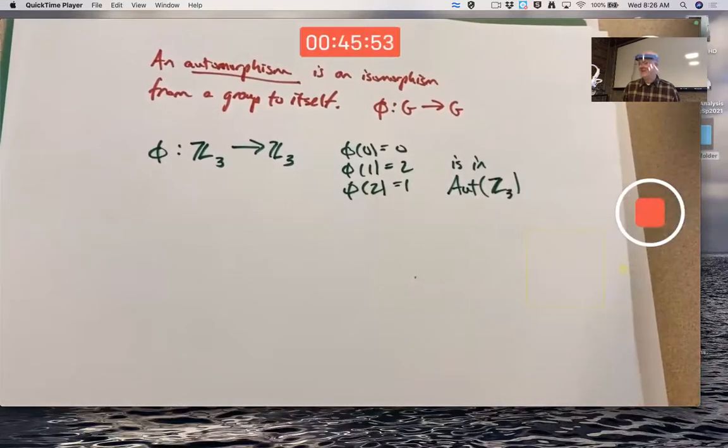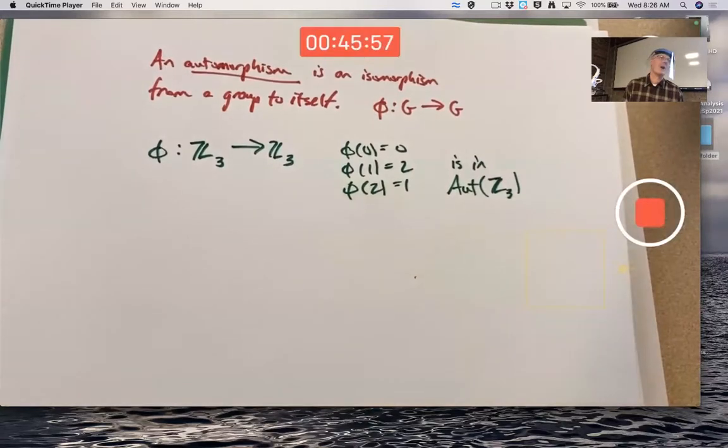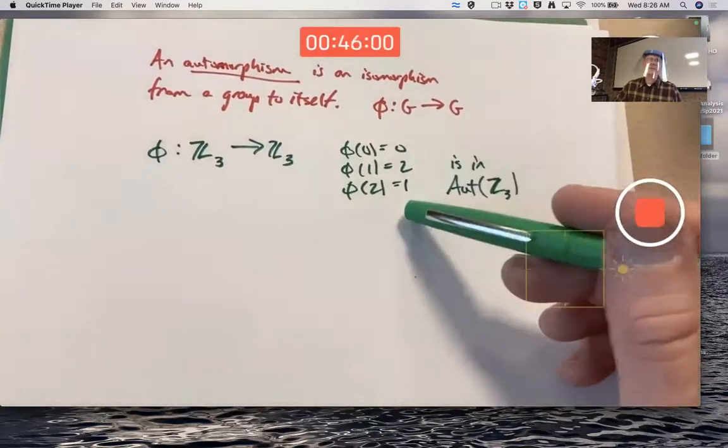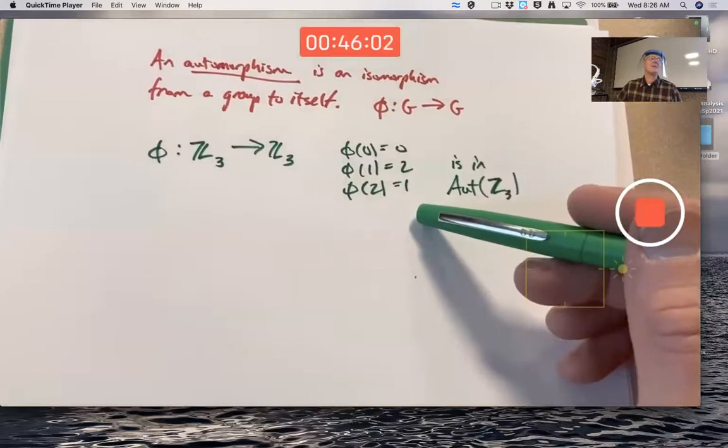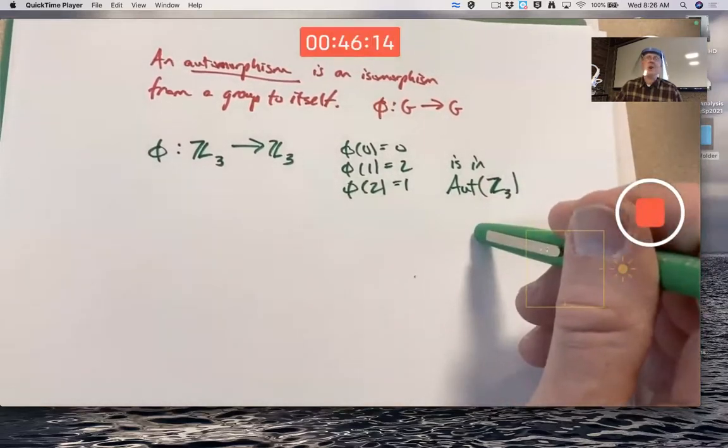And actually, I was thinking to myself as I was defining this, I also could have mapped phi of 1 to 1 and phi of 2 to 2. I could have mapped everything to itself. That would be the identity isomorphism. The identity mapping from a group to itself is always an isomorphism, therefore it's always an automorphism.